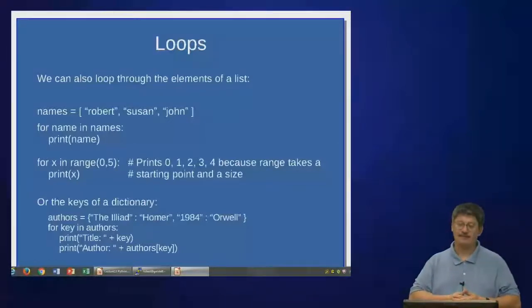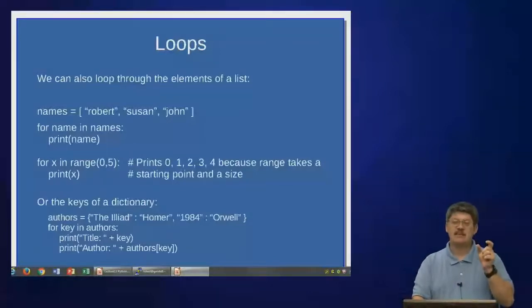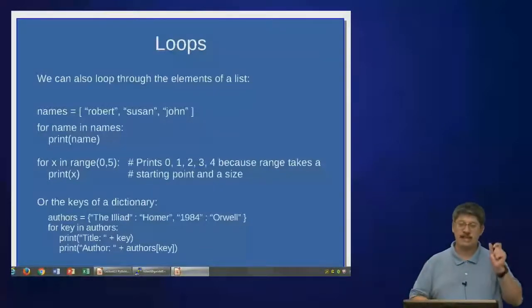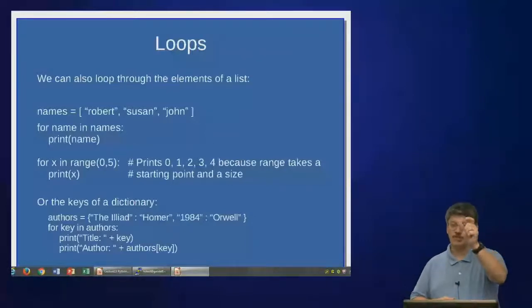But name now is a variable that I can access, and I'm going to loop through the list. So we're going to run through this loop 3 times. The first time, name will be Robert. The second time, name will be Susan. And the last time, name will be John. And so it will print Robert, Susan, John.